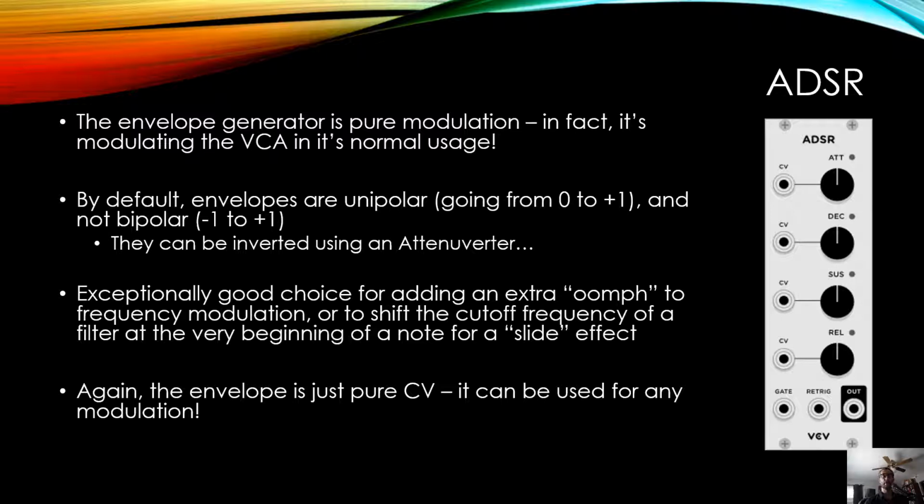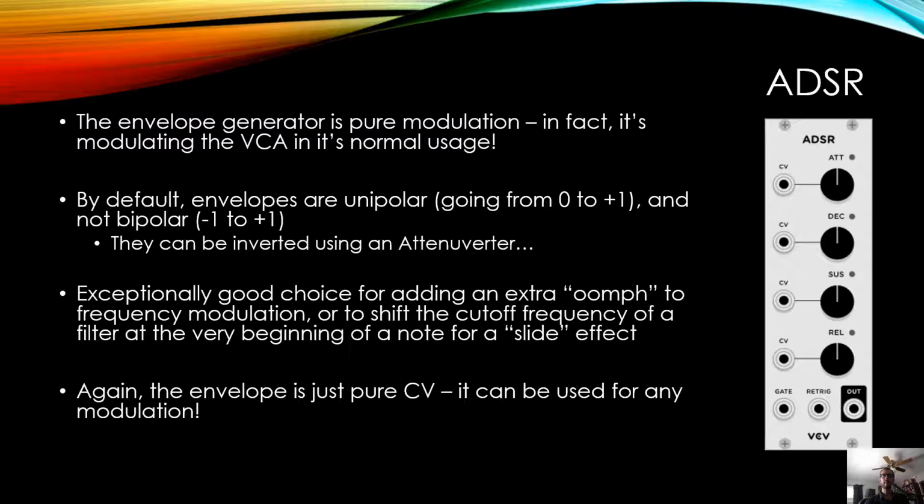Another really good one to use for modulation is the ADSR. The envelope generator is pure modulation. It is so commonly used for modulation that you've already been using it by using it to modulate the level of the VCA. So by default, the envelopes are unipolar. They go from 0 to +1 and not from -1 to 1.